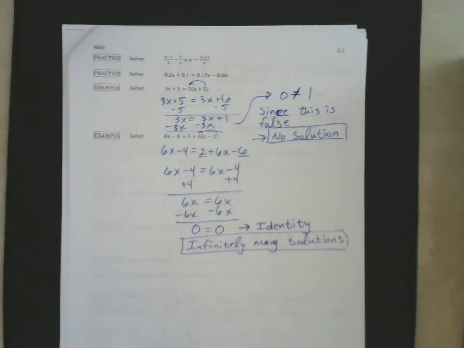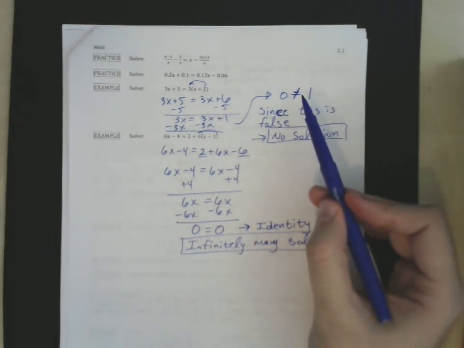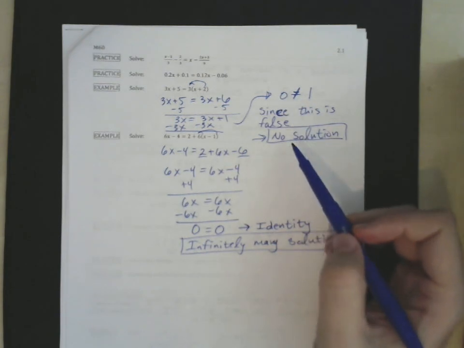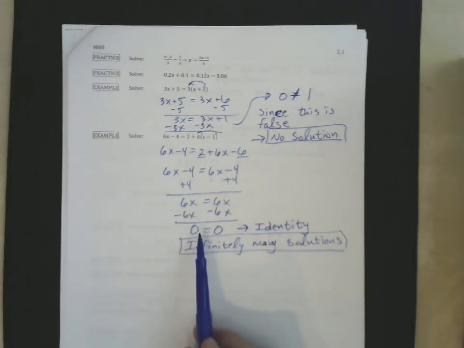So you can think of these two things as when you get something that's false and never true, there's no solution. And when you get something that's always true, 0 always equals 0, you have infinite solutions. All right, that's the end of 2.1.